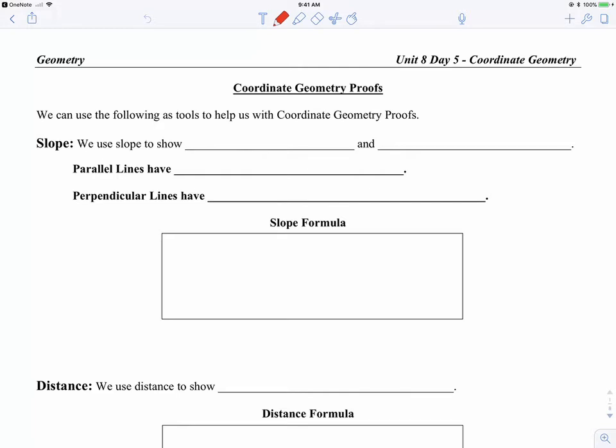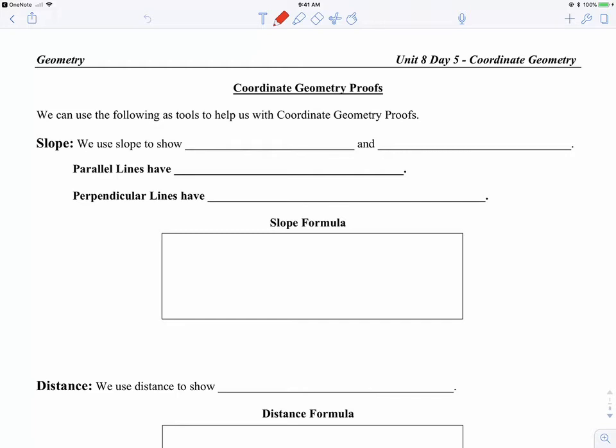So one way to do it is to show that its definition is true. For instance, if we wanted to show that this thing was a parallelogram, we would show that the opposite sides are parallel because that's the definition. Both sets of opposite sides parallel. If we wanted to show something was a rhombus, we have to show that all the sides are congruent, and so on and so forth.